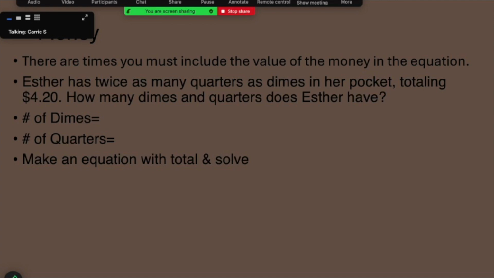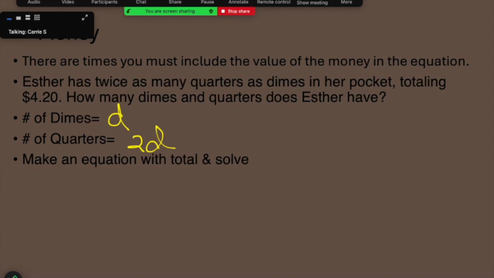So if we go by the very first sentence, she has twice as many quarters as dimes. Which one should we make the variable? We should make dimes the variable. So if I go with this and call this D, then this will be how much? 2D. Are you with me so far? And the dimes and the quarters, we don't know how many total dimes and quarters we have, but we know the total amount of money that we have.